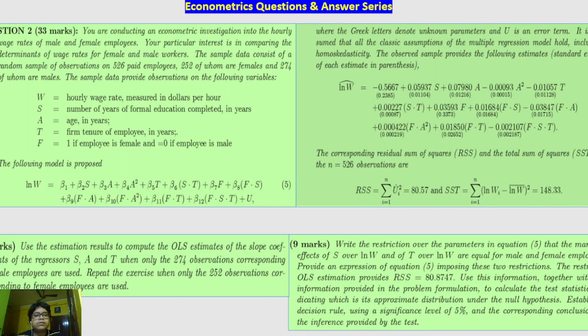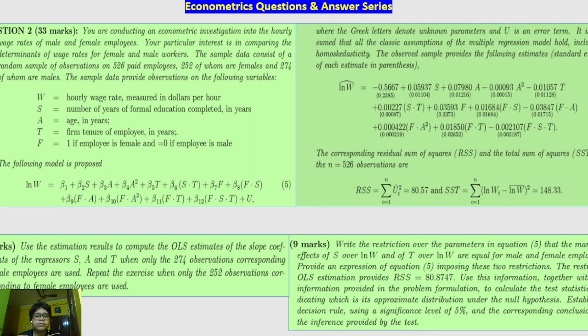So this is a question of 33 marks and I have taken only 15 marks. One 6-mark question and another 9-mark question. These two will make around 15 marks.